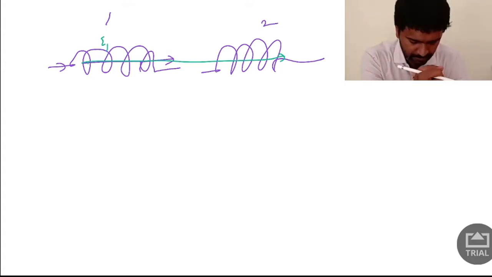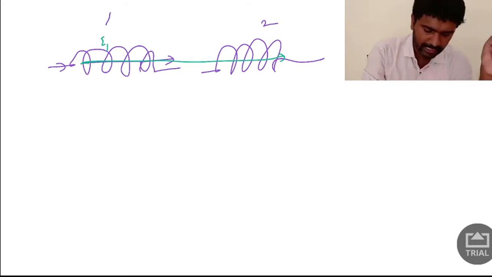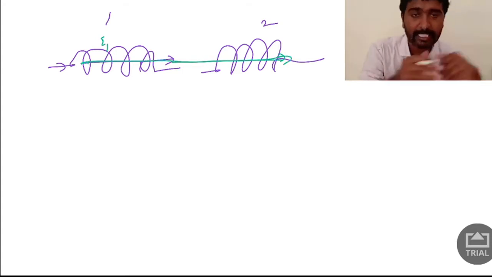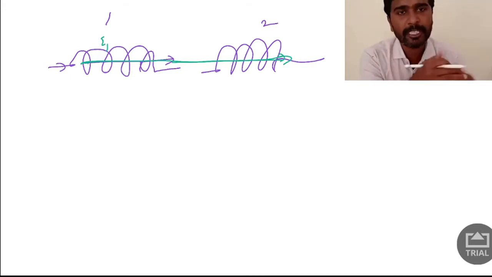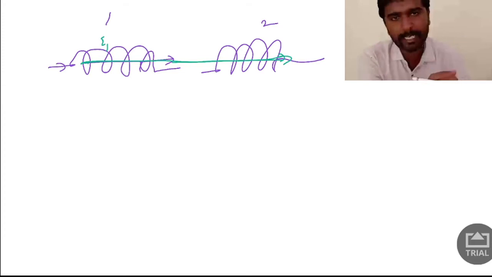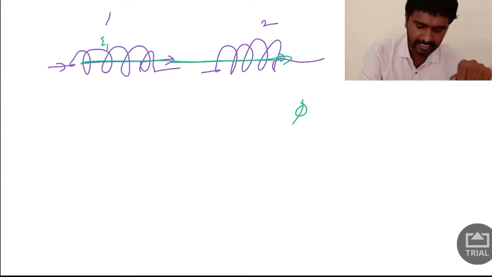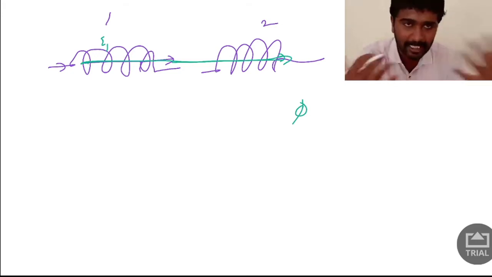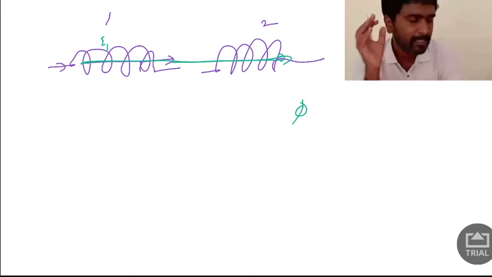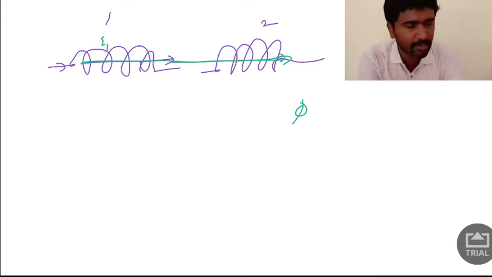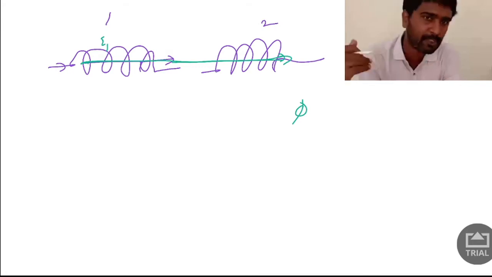When you alter current in the first coil, that changes the magnetic field in this coil, and the same field is going through the second coil, so you will see a change in magnetic field through the second coil. There will be a change in phi, the magnetic flux, and that change in magnetic flux will induce current in the secondary coil. So you are getting current, or EMF, in the secondary coil because of the change in current in the first coil.